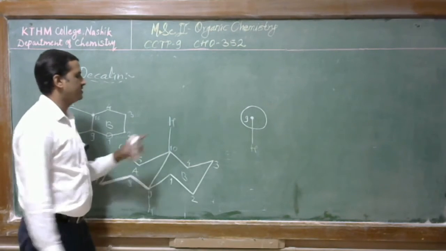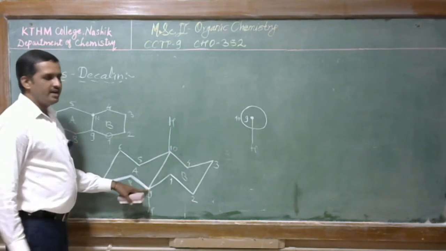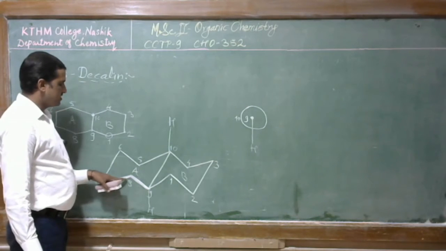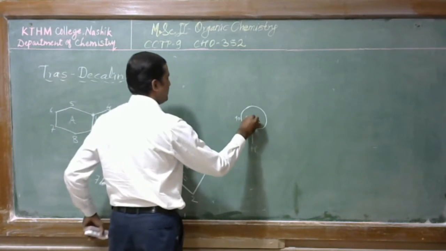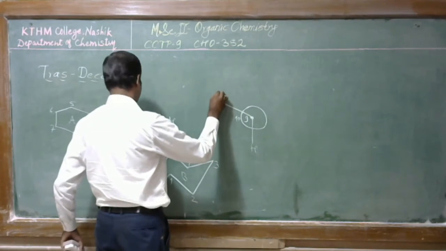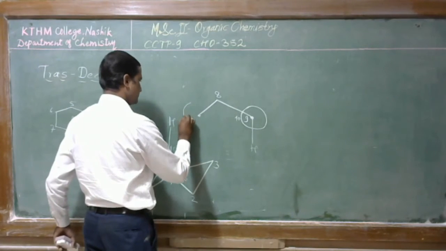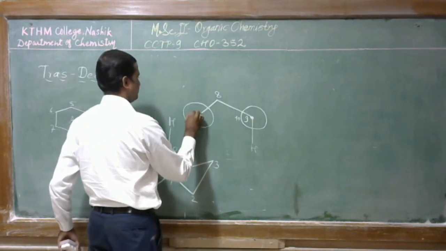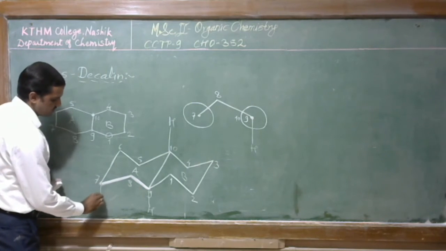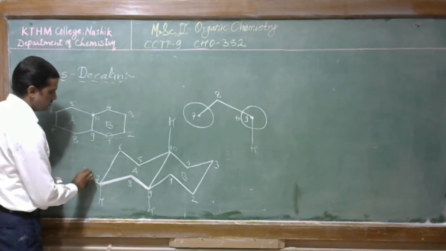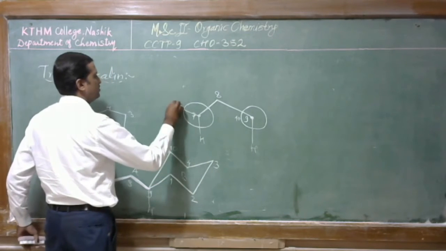Its backside carbon is carbon number 10. Carbon number 9, on the left hand side, is connected to the next carbon, carbon number 8, which is connected to carbon number 7 like this. So this is carbon number 7. This carbon number 7 has an axial hydrogen and an equatorial hydrogen.